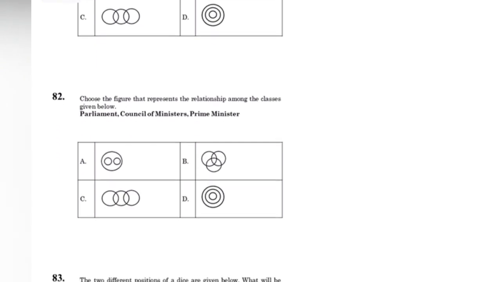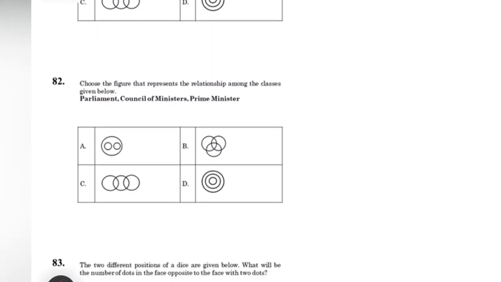Coming to question number 82. Parliament, Council of Ministers, Prime Ministers. How is it coming? Inside Parliament, Council of Ministers and Prime Ministers are coming, right? So inside Parliament, Prime Minister is coming. Inside Prime Minister, Council of Ministers. See how they are interconnected. Parliament, Council of Ministers, Prime Minister. So how is it coming?